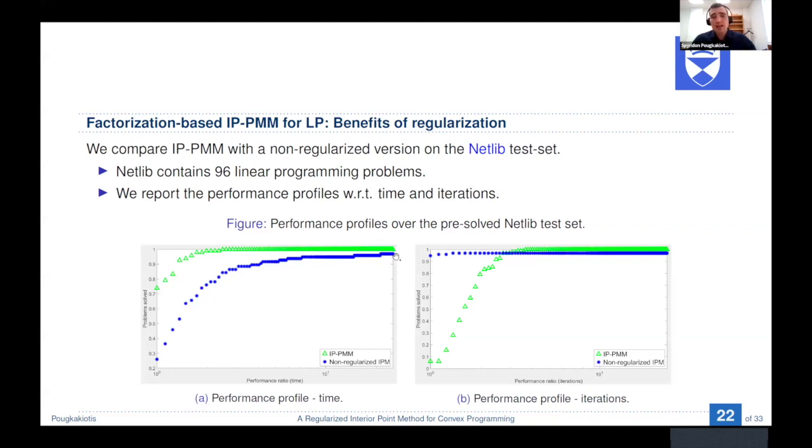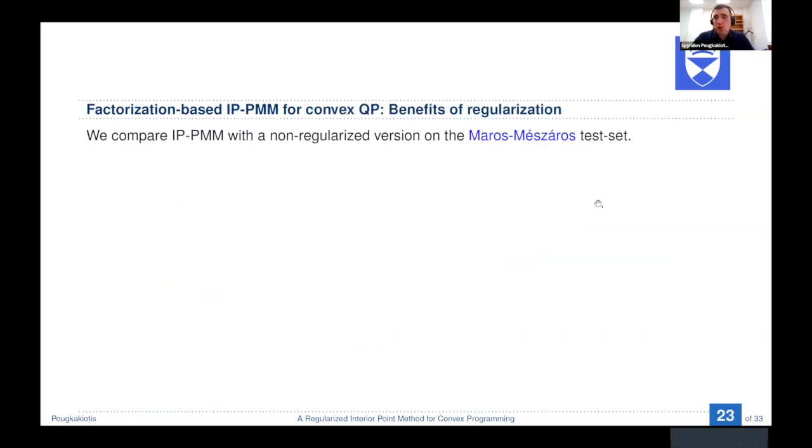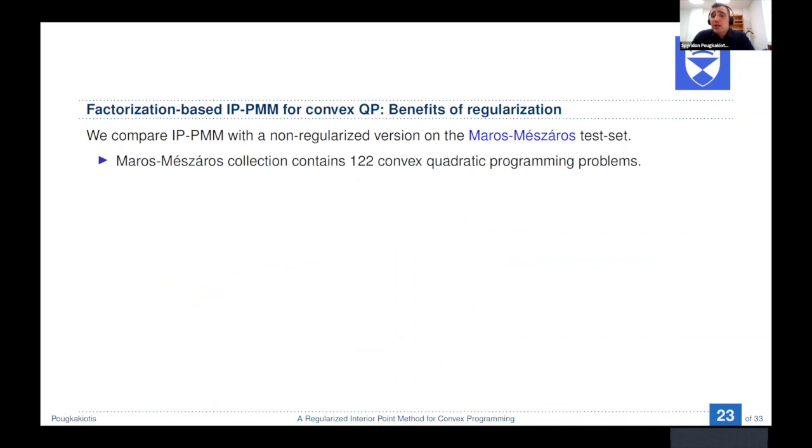And also, we had a few problems that the non-regularized variant was unable to solve. Now, in terms of iterations, you can see that we have to incur some overhead, so the regularized variant requires more iterations to converge, but this by no means has any effect on its efficiency. So we can showcase the same thing for convex quadratic programming problems as well on the Maros-Mezaros test set, which contains 122 convex quadratic programming instances.